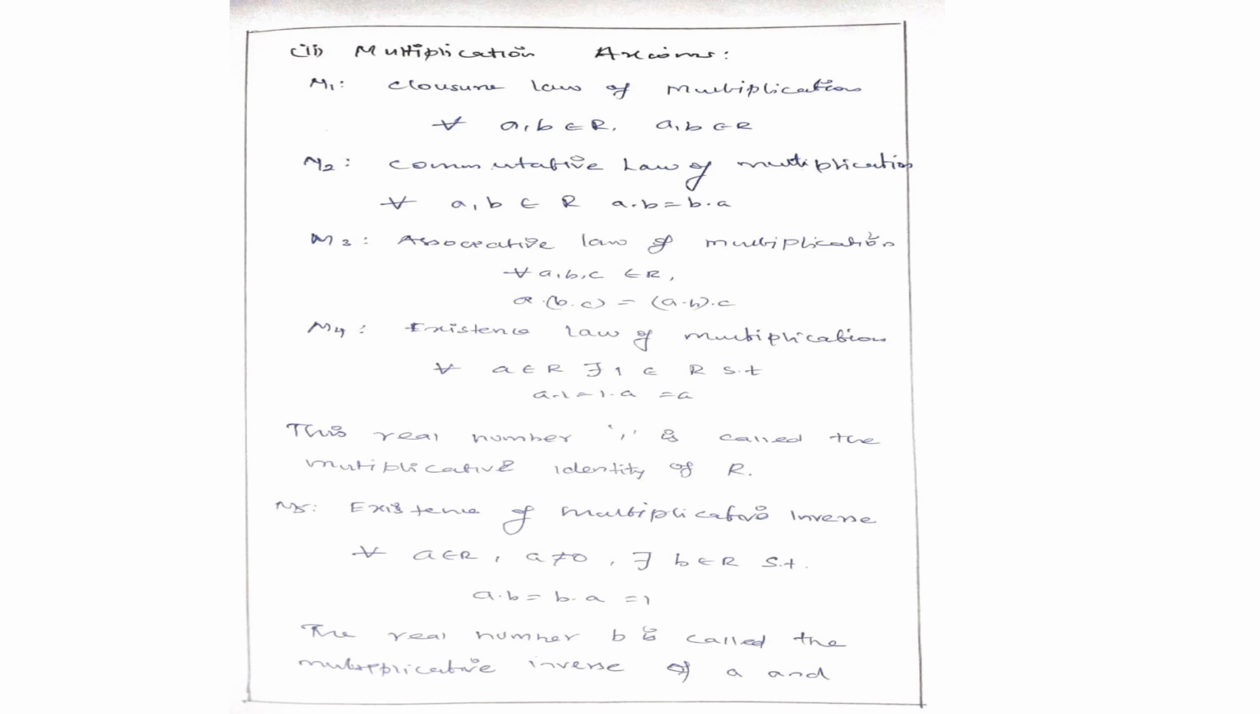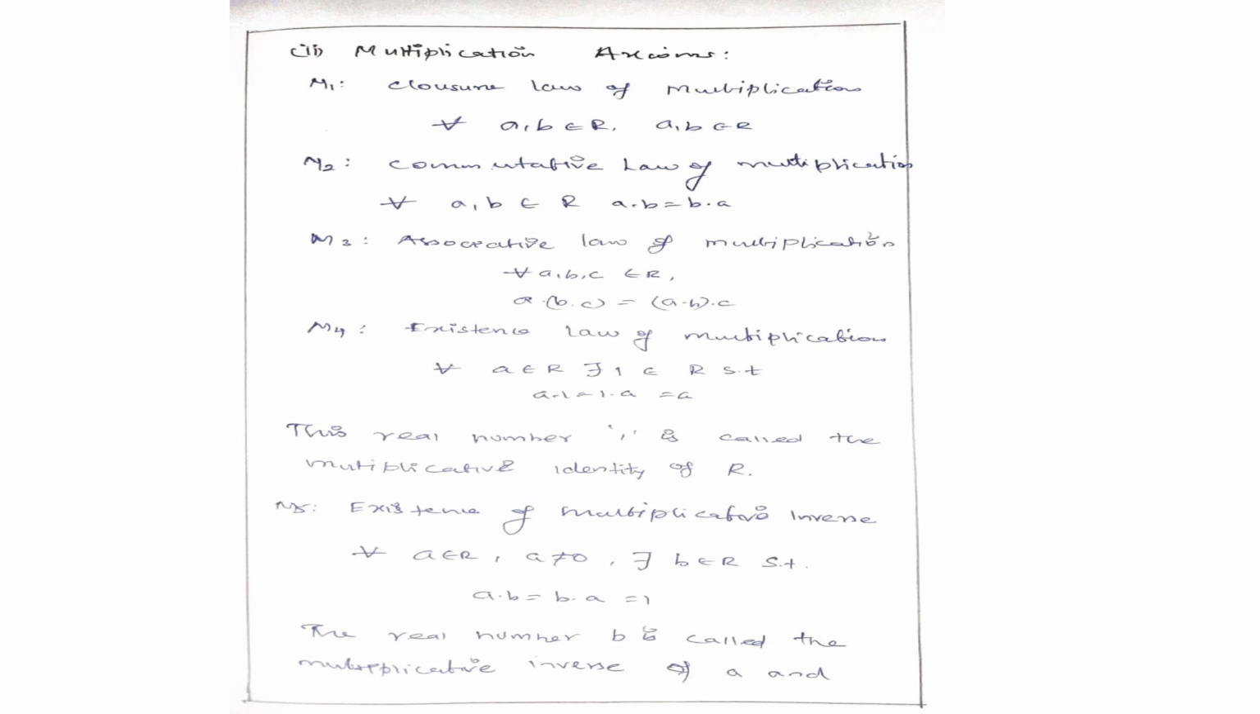Then next one is the associative law of multiplication. The associative law of multiplication states that when any three real numbers are multiplied, the grouping or association of the numbers does not affect the result. So for the associative law of multiplication, we need three elements a, b, c, which belong to the set of real numbers R. Here we are changing the grouping: a into b into c is equal to a into b into c. You can change the grouping, the result will be the same.